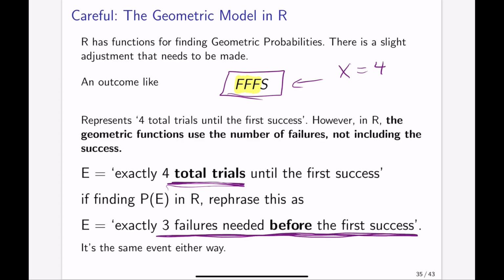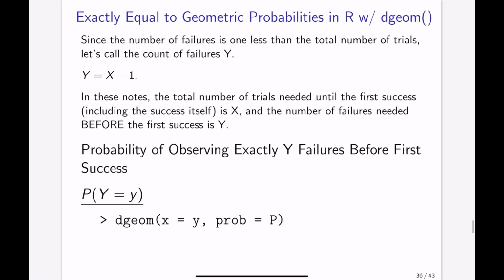So we just need to modify the count slightly. And instead of using the total number of trials, we're going to use the number of failures, which is always going to be 1 less than the number of trials. It's the same event. We're describing the same thing. We're just counting a slightly different characteristic. So the by-hand formula would apply to using the total number of trials, and then in R, we're going to change it to the number of failures.